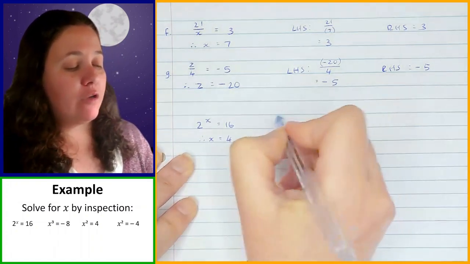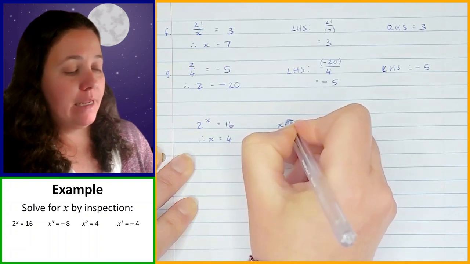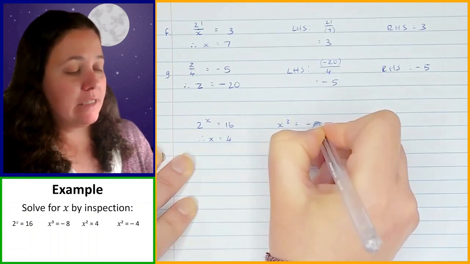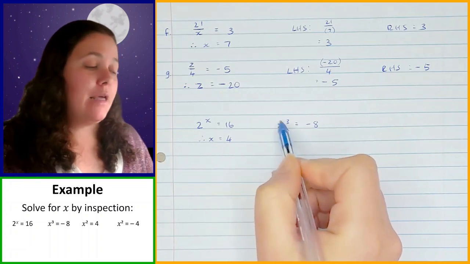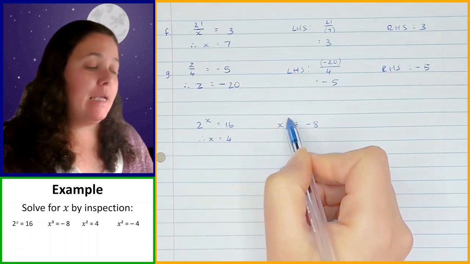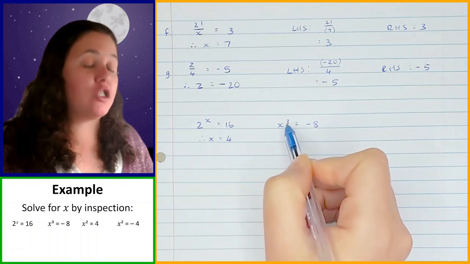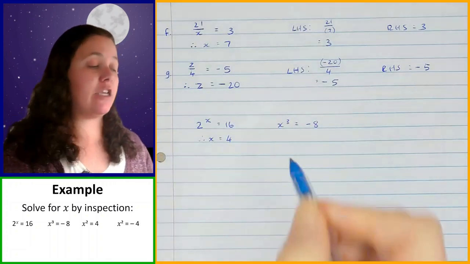Okay, the next one we've got is x to the power of 3 equals negative 8. So now in this one, the base is my unknown. That is my x over there. My exponent, I know what it is. It's cubed. So something cubed must give me negative 8.